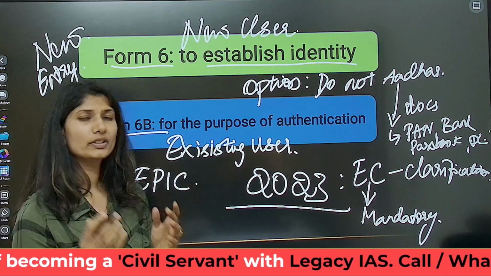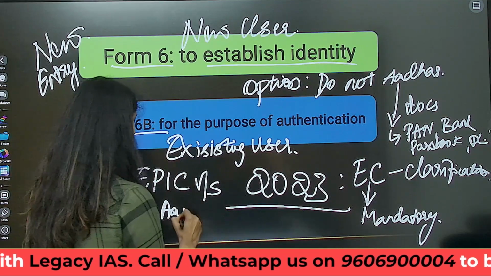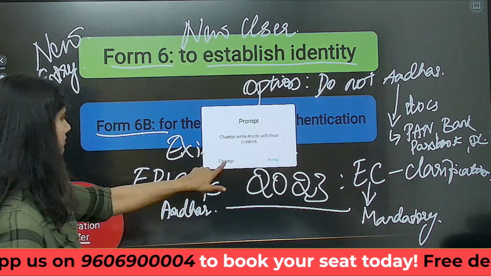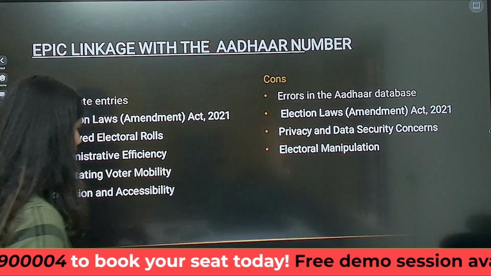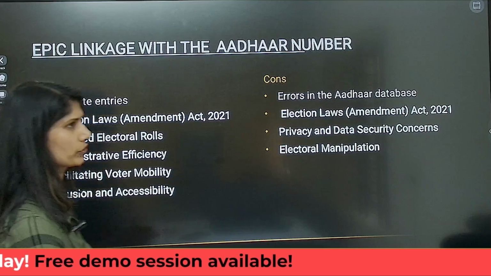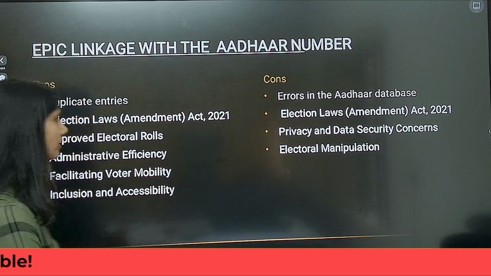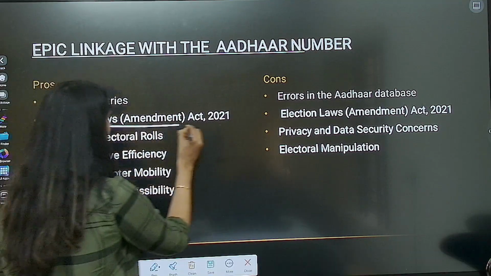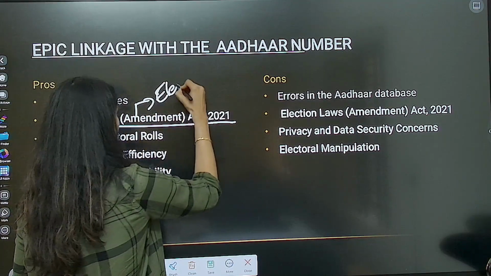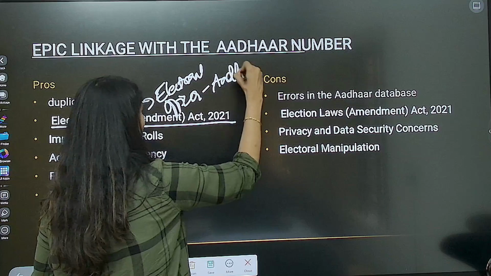That is, we will weigh the pros and cons of linking EPIC, that is a voter ID, with Aadhaar. Understanding? What are the possible pros and cons? First, with respect to pros, it will eliminate the duplicate entries, which will be more effective. The Election Laws Amendment Act 2021 states that an electoral officer can ask for Aadhaar data.